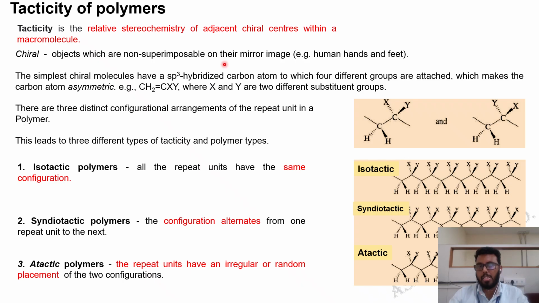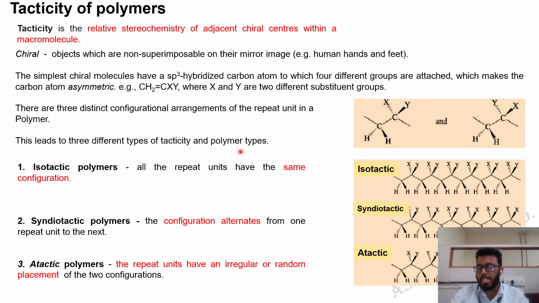And the mirror images. You have a molecule. If you put a mirror and you get the mirror image, that should not be superimposable, or in other words, non-superimposable. Human hands and feet, like a left hand glove will not fit the right hand. That is a simple example. Okay, the simplest chiral molecules have an sp3 hybridized carbon atom, which means that to that particular sp3 hybridized carbon atom, four different groups are attached.